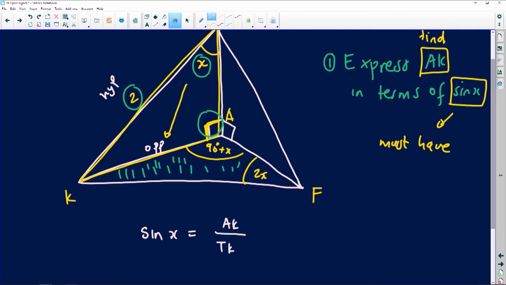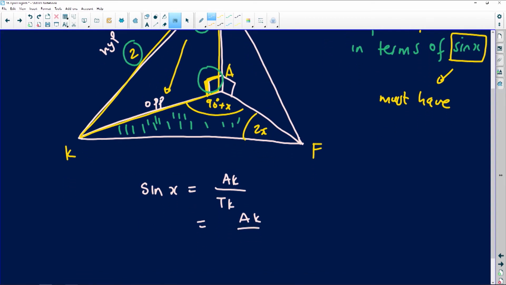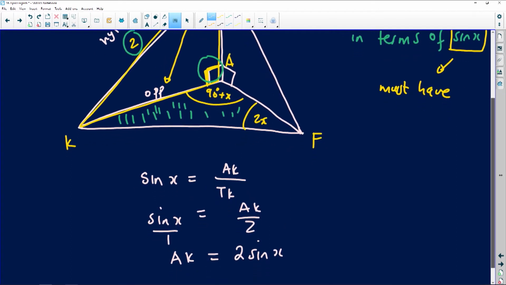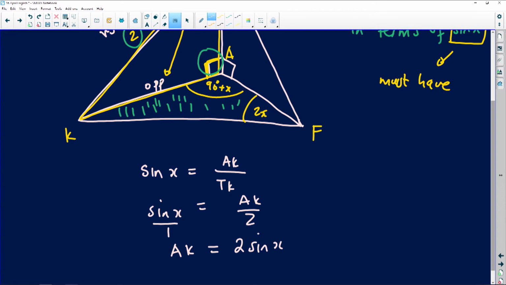Then I'll substitute TK, because we are looking for AK and we were told that TK is equal to 2, so sine of x equals AK divided by 2. By cross multiplication, if I put this over 1, you'll agree with me that AK is going to come out as 2 sine x. That is the solution to the first question. Not complicated at all, very straightforward. In trigonometry, they like asking the easy questions first and then the difficult questions follow after.